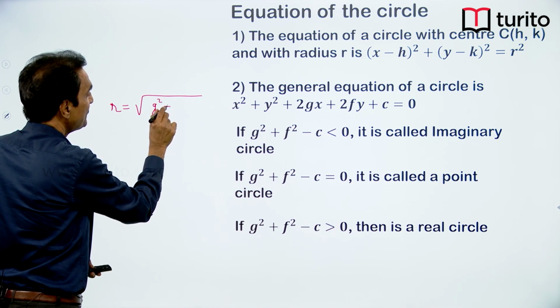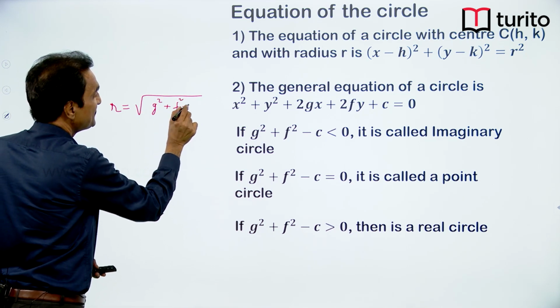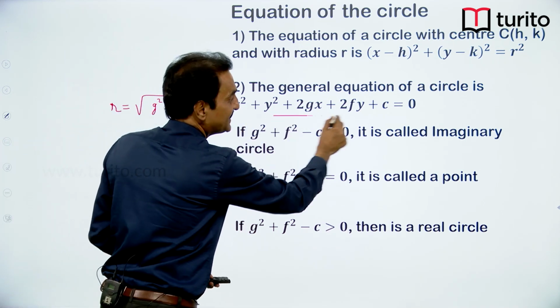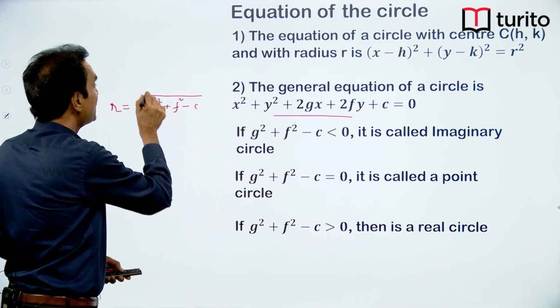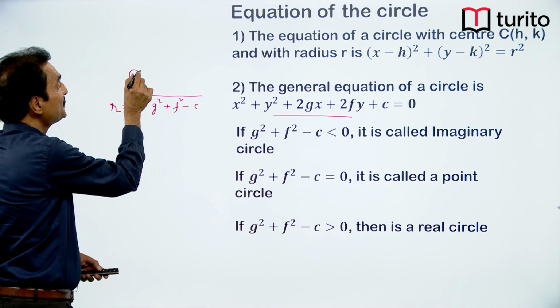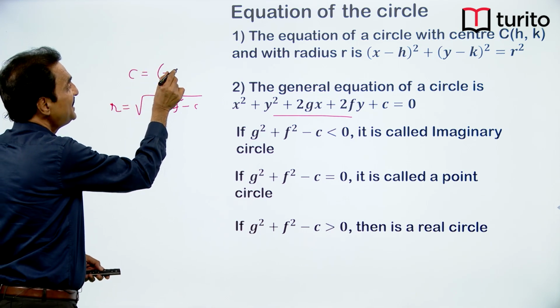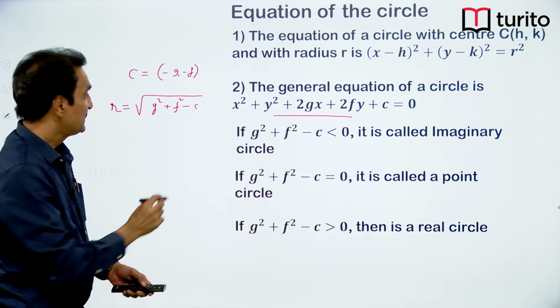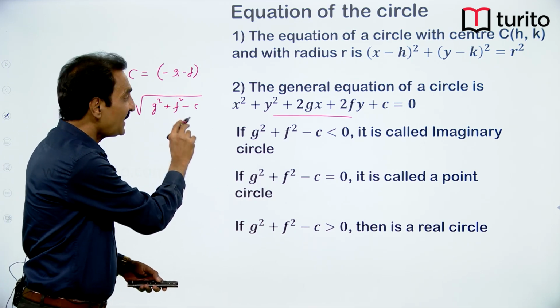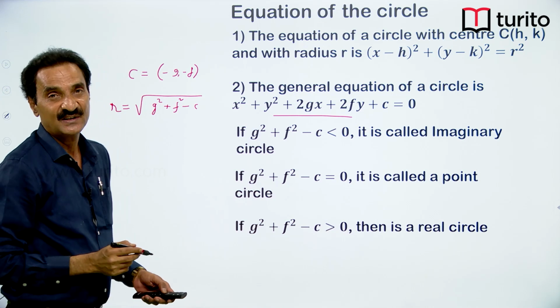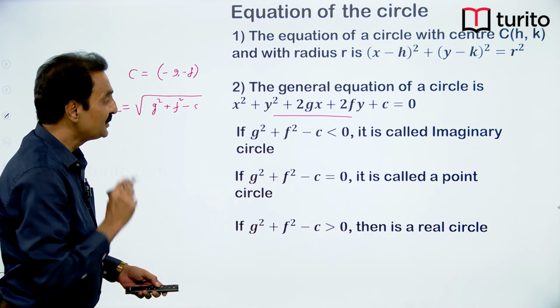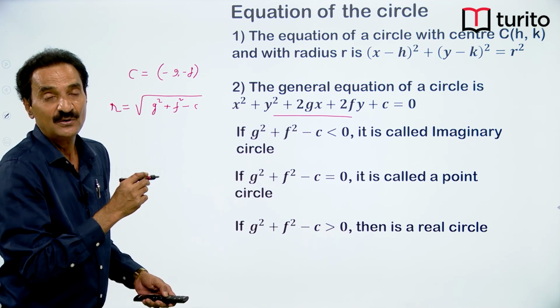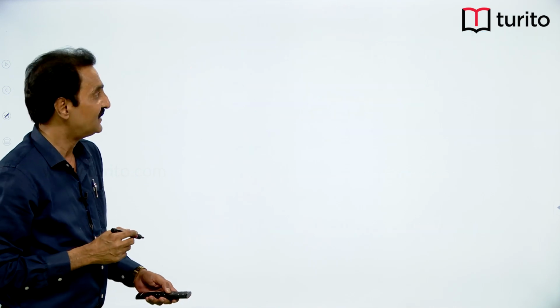g square plus f square minus c, and the center of the circle is (minus g, minus f). That is why if g square plus f square minus c is negative, it is an imaginary circle. If it is 0, the radius of the circle will be 0, then it is called a point circle.